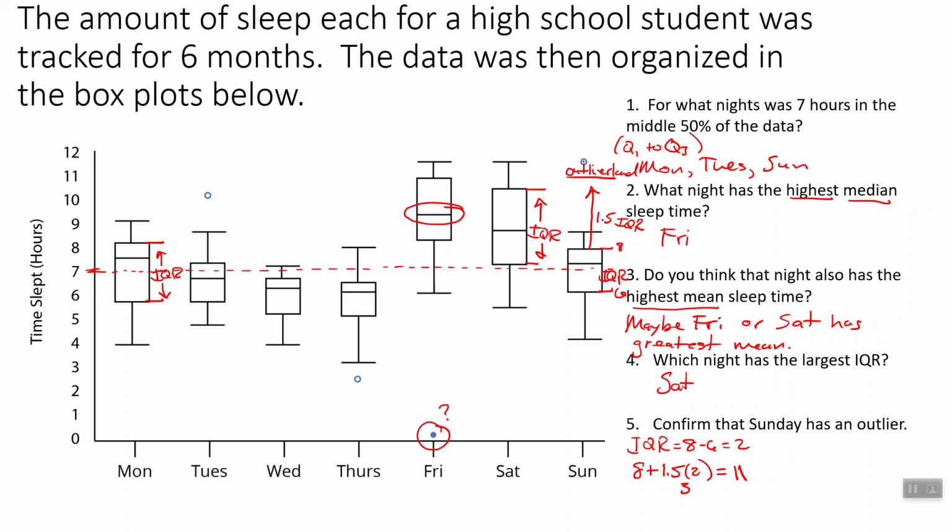So it is, in fact, this dot looks like it's up at 12, so that is an outlier. So we say 11 is less than 12, so 12 is an outlier.